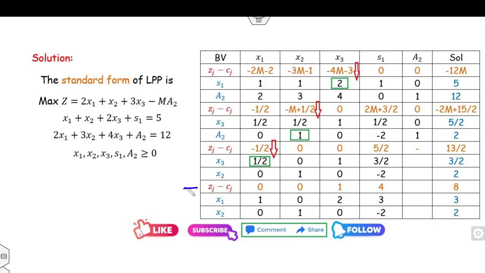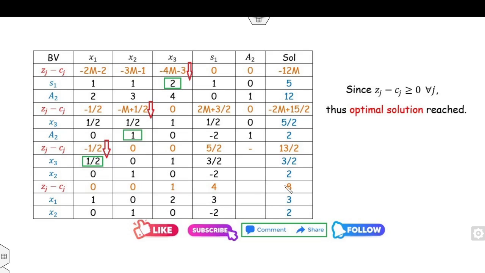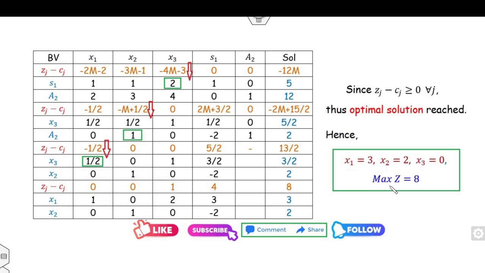Now you can see Zj minus Cj is greater than 0. So my optimal solution will be x1, x2, x3, and the maximization of Z. So what is x1? X1 is 3. X2 is 2. There is no x3, so 0. And the maximization of Z is 8, which is the correct answer of this problem.